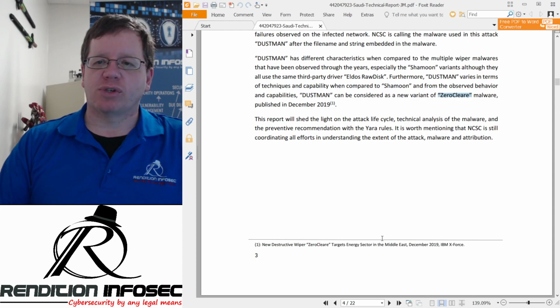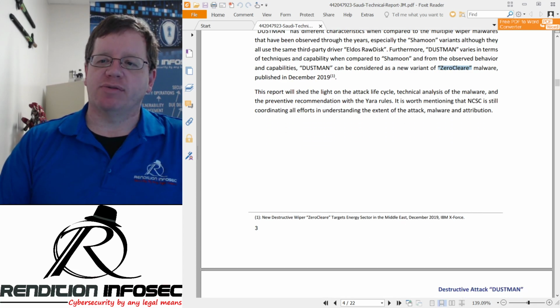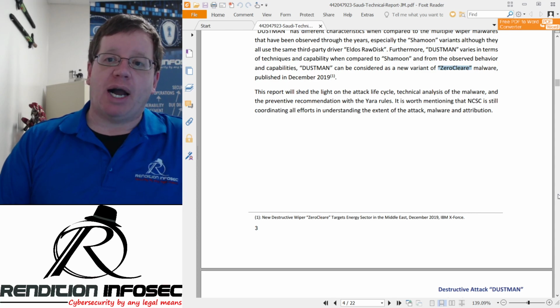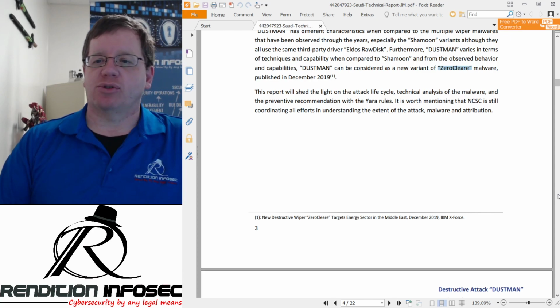Right, so IBM X-Force has published, and again, links are down here in the report, notes that Dustman is probably a new variant of zero clear. I'll tell you that having taken a quick look at the malware myself, I would agree with that assessment. I don't think there's a whole lot of argument around that assessment itself.